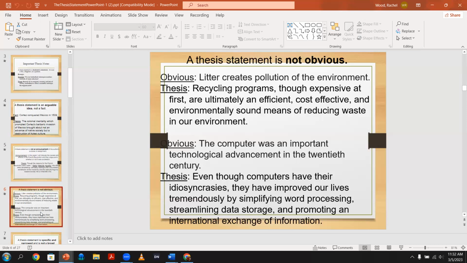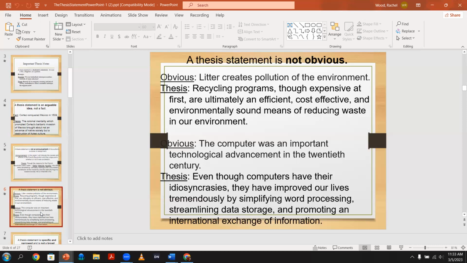The computer was an important technological advancement in the 20th century. I would say that's pretty much fact, yes. However, you need to revise it for clarity and cohesion, and also so that it's not just simply stating fact. And I know it seems like I am repeating myself, but it's really, really important that you understand that you cannot just state facts. There has to be more depth to it.